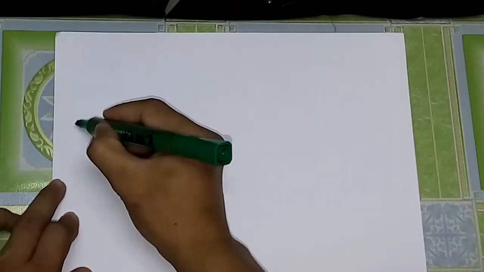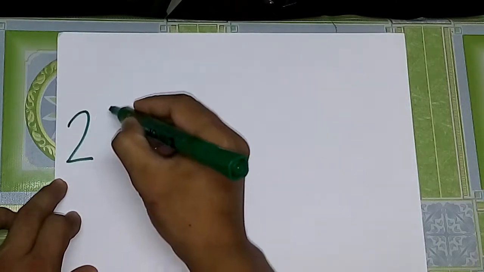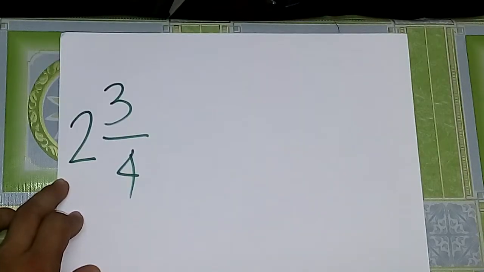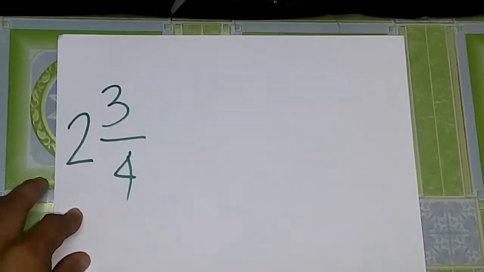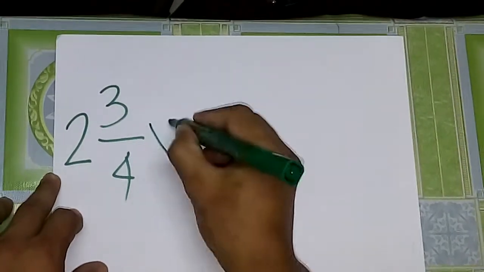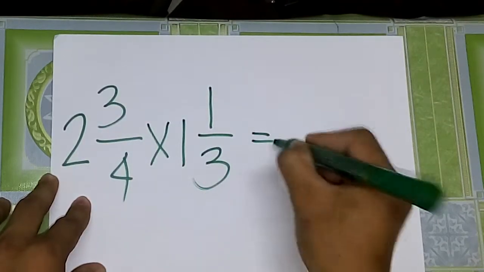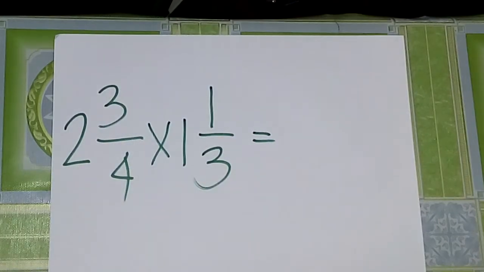Okay, it's your turn. That's 2 and 3/4 times 1 and 1/3. Go.